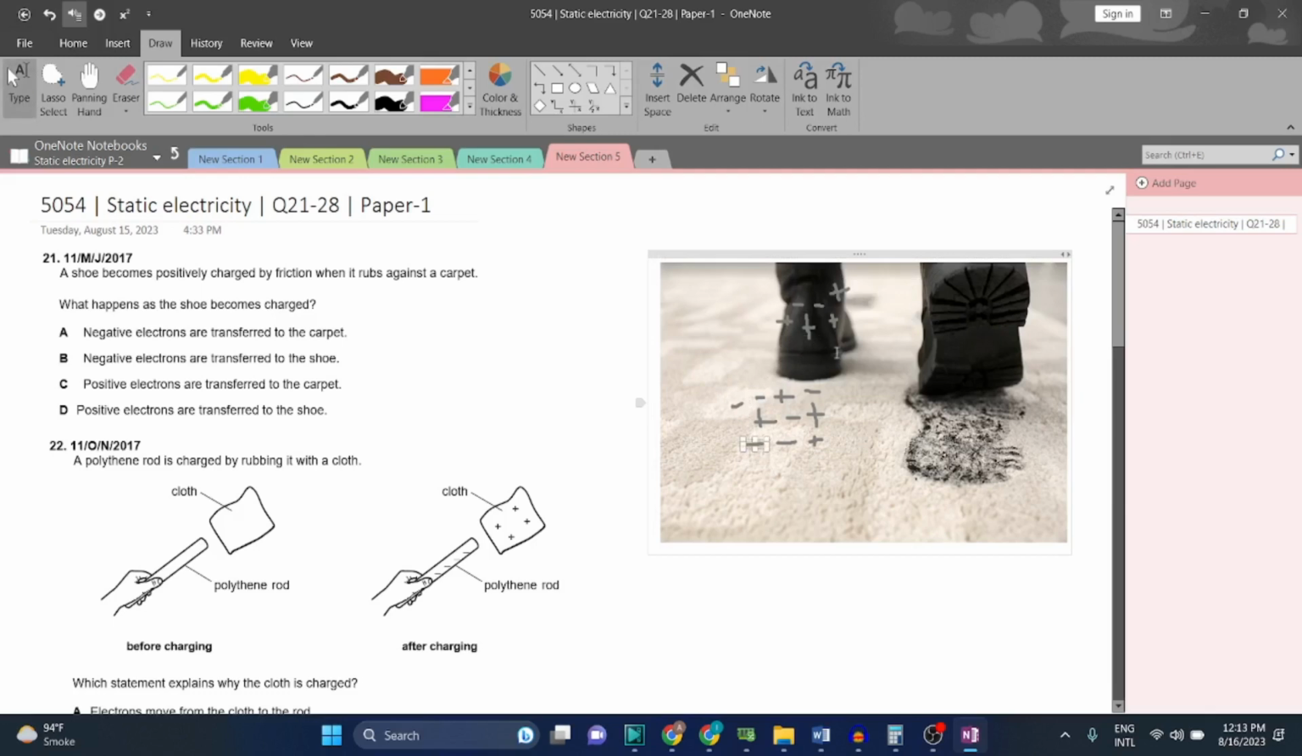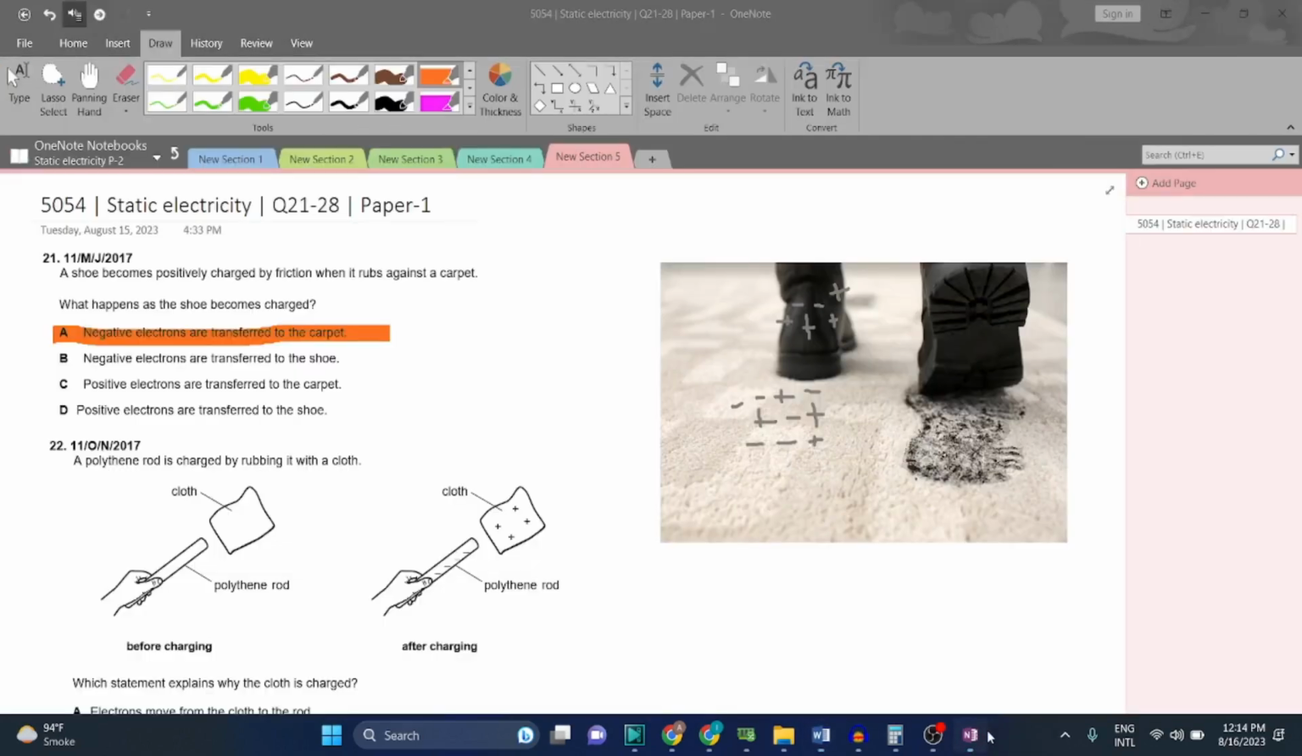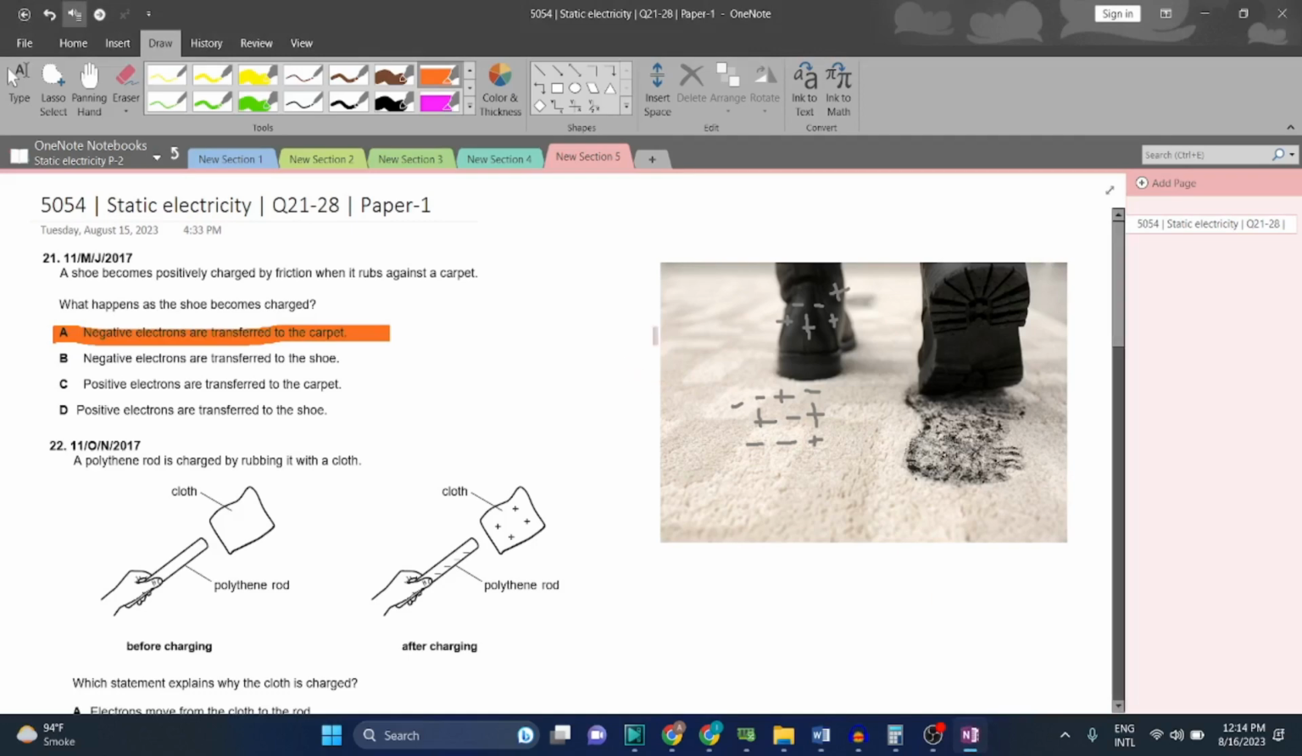If it has lost its electrons, then the shoe will have 4 protons and 2 electrons, right? That means the shoe is positively charged, but in order for the shoe to become positively charged, the electrons must be transferred to the carpet. So let's see where that answer is. Negative electrons are transferred to the carpet. This seems like the right answer. Let's check. Question 21, A. Yes.